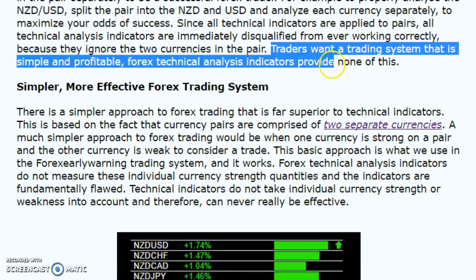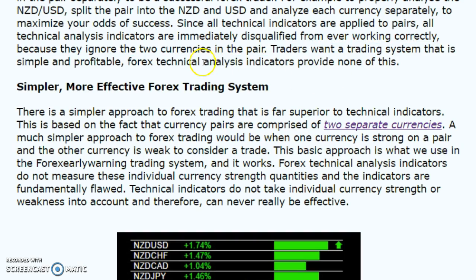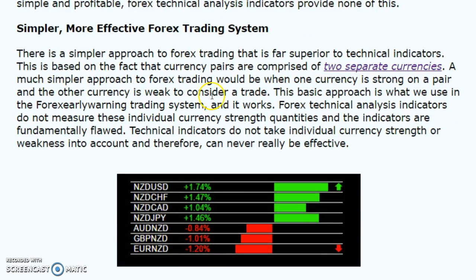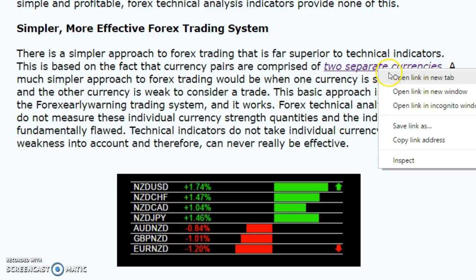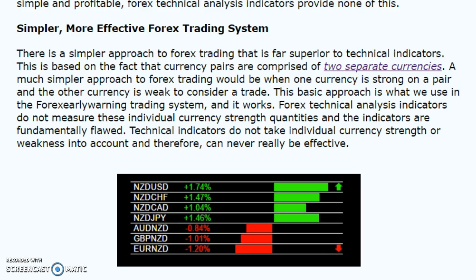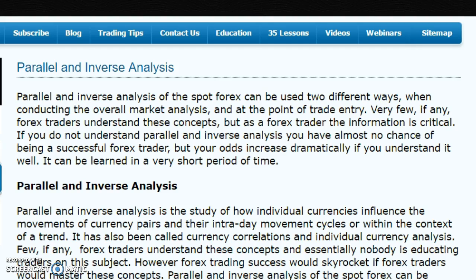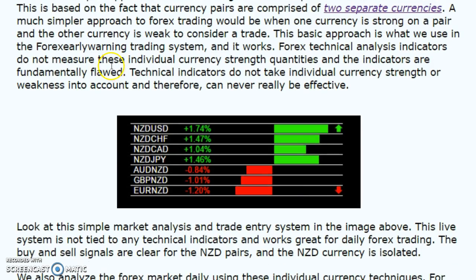So traders want a system that's simple, profitable, and provides them with pips, but technical indicators don't do any of this. So let's look at this system here. This is part of a system, and remember, you've got to divide each currency pair into two separate currencies. If you click here, I'll even give you some more information about parallel and inverse analysis. It's a great article, and you can go read more about how you can split a currency pair into two pieces and trade it.